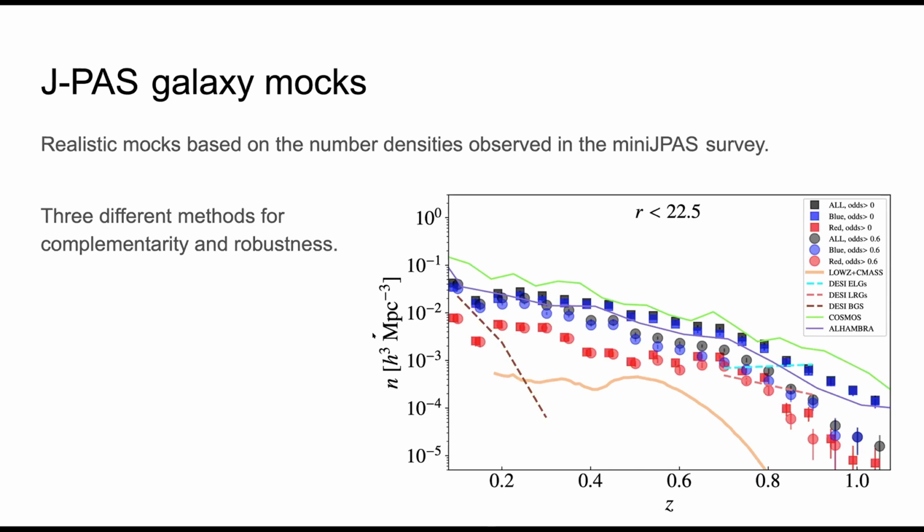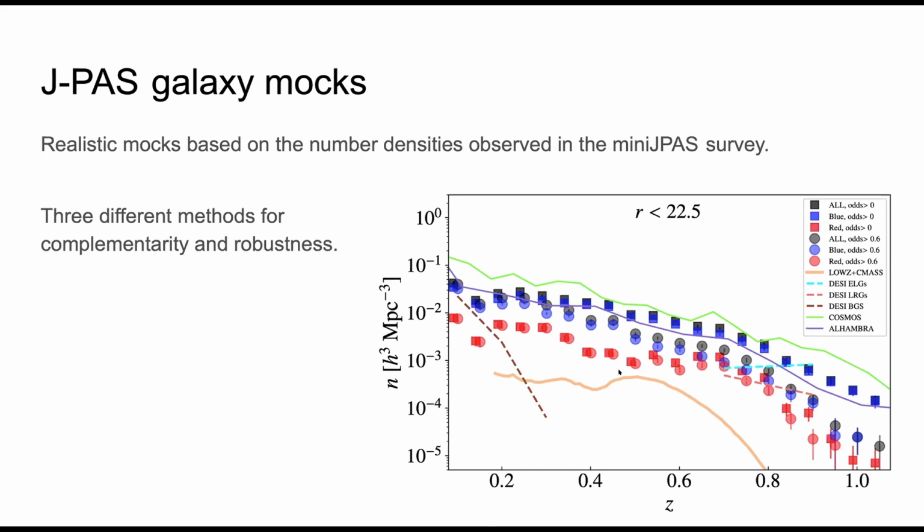Here you can see the number densities of galaxies as a function of redshift. In black, you see all galaxies, all possible odds. As Silvia mentioned earlier, odds is a parameter that we use as a proxy for the redshift accuracy in the photo-z determination. When you use all galaxies, we reach number densities that are basically the same order of magnitude as pencil beam surveys such as ALHAMBRA and COSMOS.